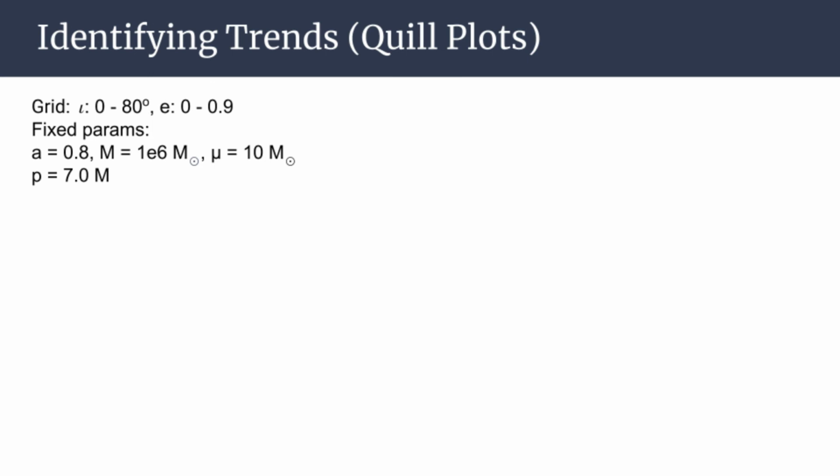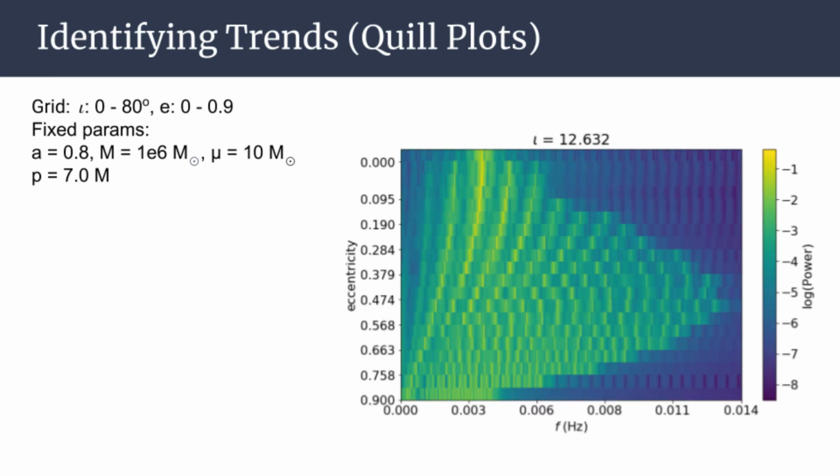Then we can start gridding over parameters. As a first pass, we looked at what happens when we grid in eccentricity and inclination. We looked over a range of inclination from 0 to 80 degrees, a range of eccentricity from 0 to 0.9, and fixed all other parameters. In order to visualize how spectra change as a function of parameters, we can take cross-sections of the parameter space and make 3D color-coded plots. We've termed these Quill plots because of how the spectral structure evolves as parameters are varied.